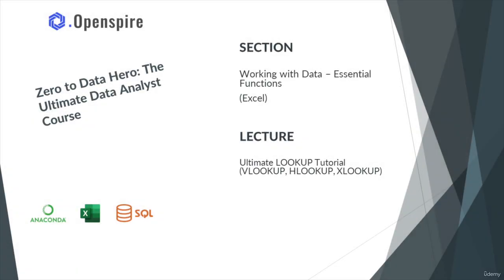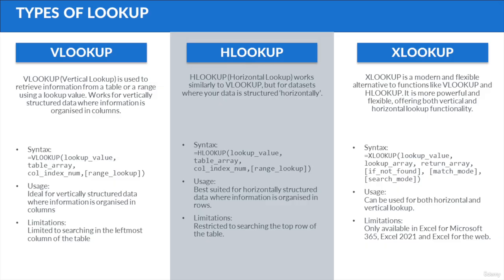In this section, we'll take a look at functions inside of Microsoft Excel. We'll start off in this lecture by looking at the lookup functions. There are three types of lookup function: the VLOOKUP, HLOOKUP, and a newer, more improved version called XLOOKUP. We'll look at all three of these in this lecture. And with that said, let's get started.